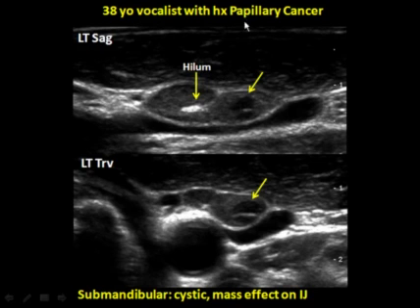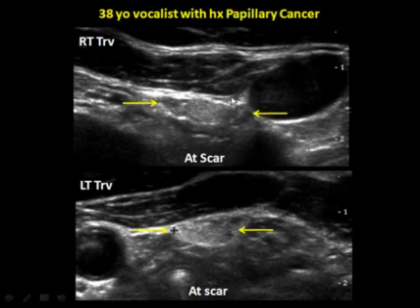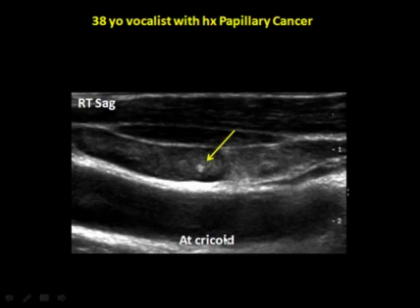Here's a 38-year-old vocalist with a history of papillary cancer who was not motivated to have further surgery because he was worried about his recurrent laryngeal nerve. However, his thyroglobulin was elevated. He has this elongated node with partial hilum and then partial replacement of the node with these cystic changes. So again, cystic changes of the node and also mass effect on the internal jugular vein in this case. And again, same patient at the level of the scar. He had this node with this large echogenic area. So again, an echogenic node in a patient with papillary cancer is suspicious.